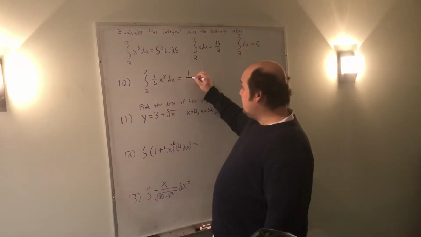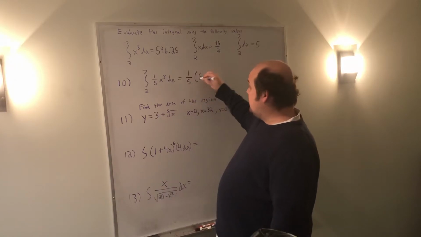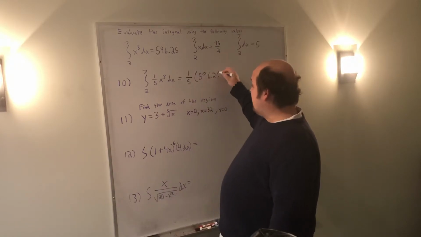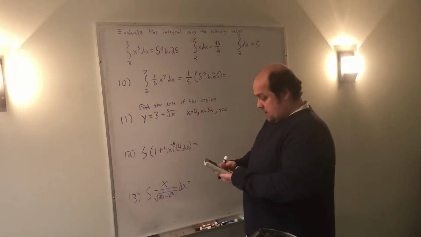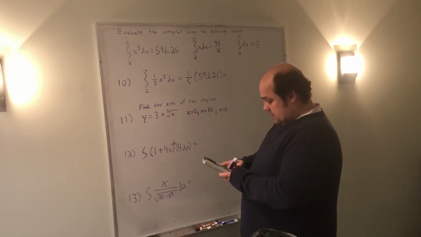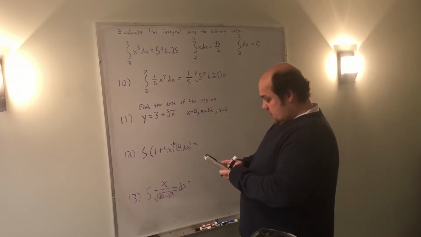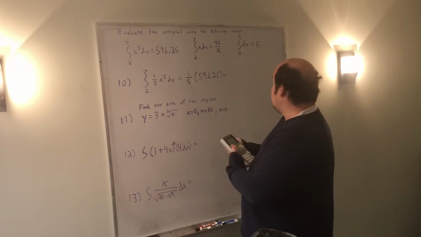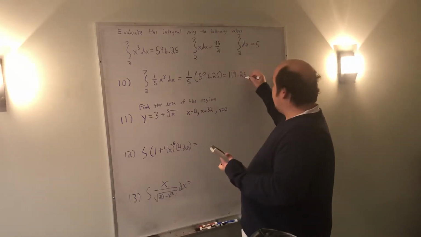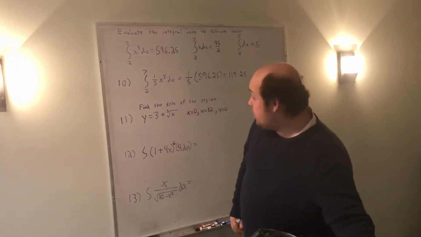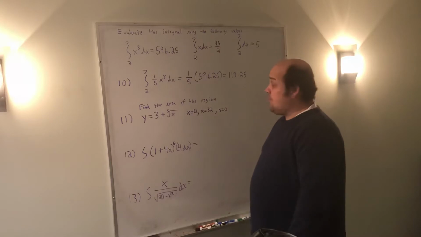So what I really need to do is 1/5 times 596.25. If I put that into my calculator and I take 596.25 times 1/5, that gives me an answer of 119.25.